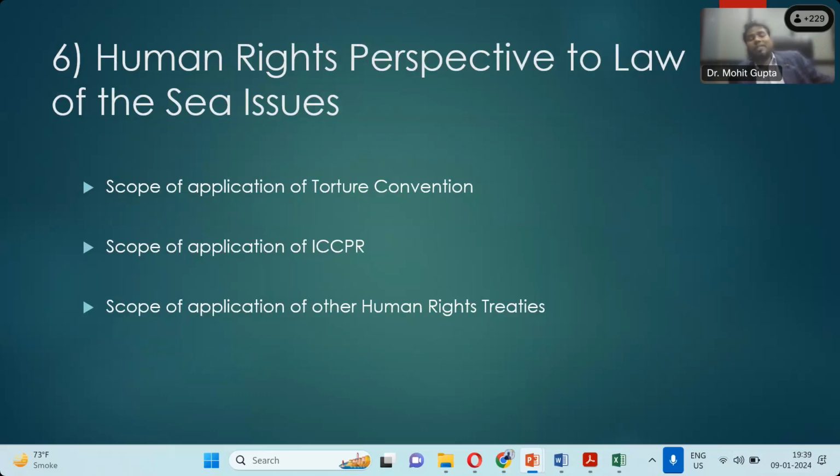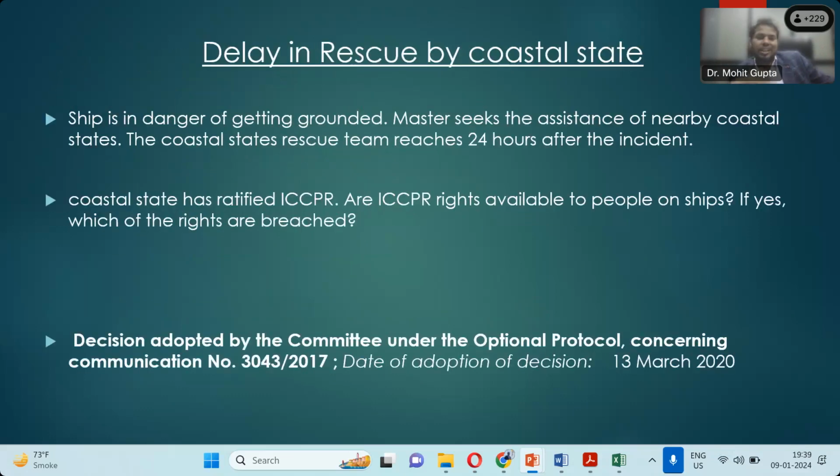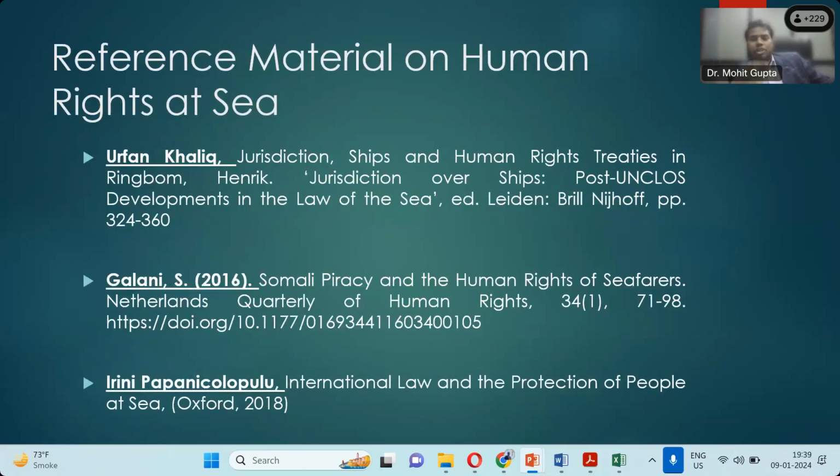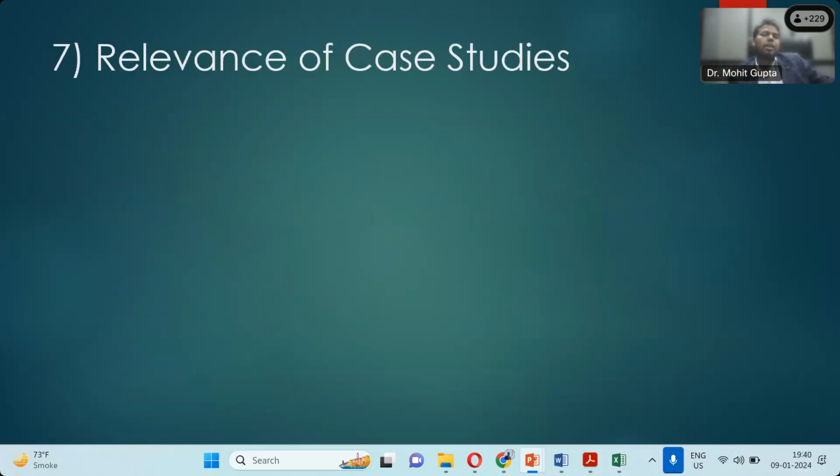Of course, when you talk about human rights at sea, there are fewer scholars who have contributed to this area. But of course, there are some. For instance, scholars like Sofia Galani, and Irini, whose name is mentioned in the last point. Irini teaches at the University of London, SOAS. In the last 10 years, there are scholars who have started to take up those issues, particularly human rights at sea.